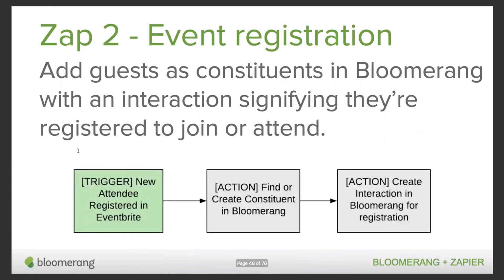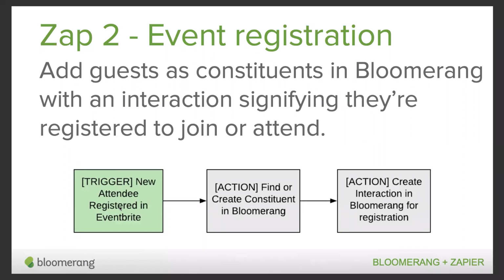The second Zap is to log a registration event for each of the people that register for the event. Now, the neat thing about Eventbrite is that there is a new attendee registered trigger for the original purchaser that registers for the event, as well as each individual guest that they add to the order.